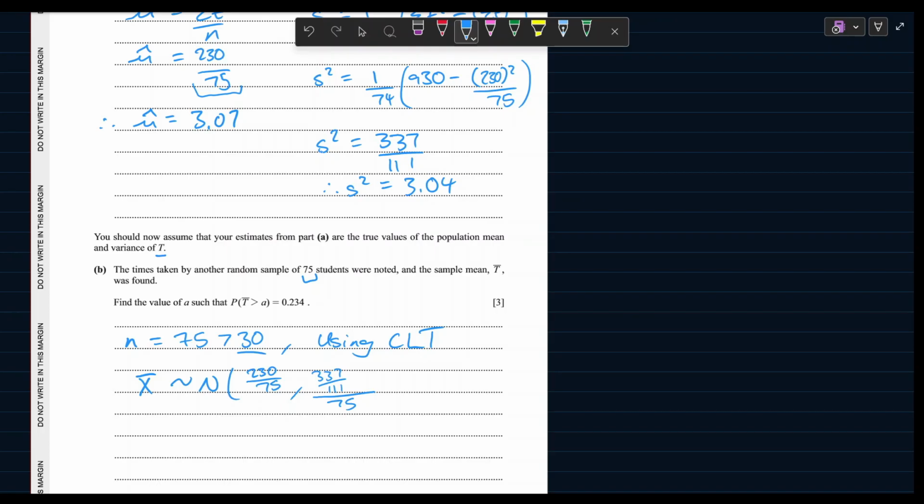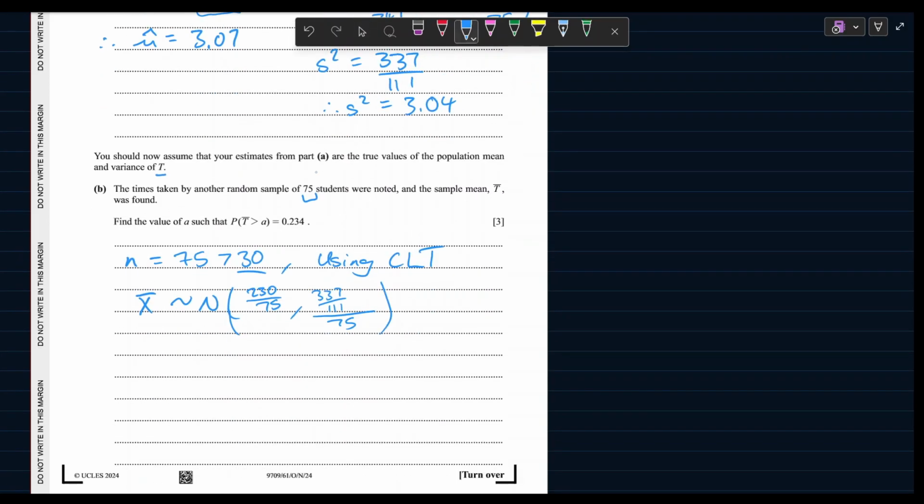Okay, I should make the brackets bigger. In fact, maybe let's not use exact values, just so that it's more readable. We'll use about 4 decimal places or so. 230 over 75, that's going to be 3.0667 for our mean, and then our variance is going to be 337.